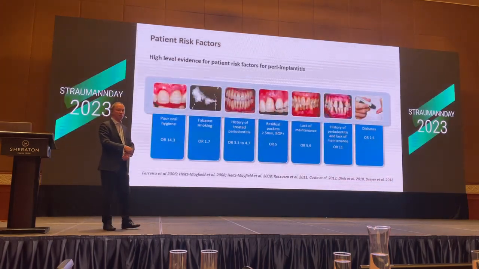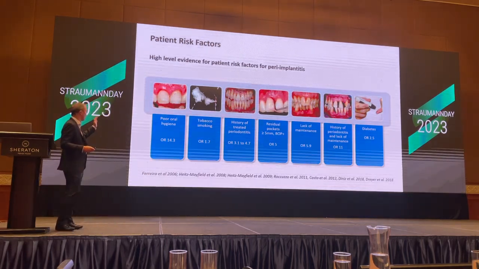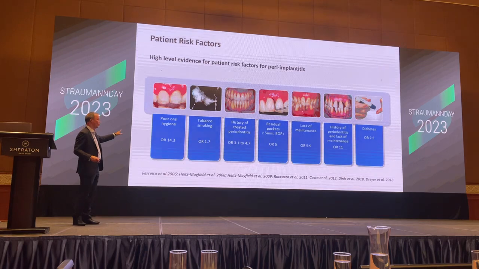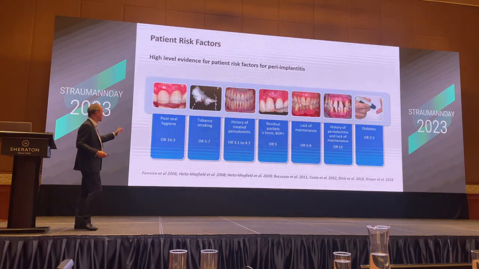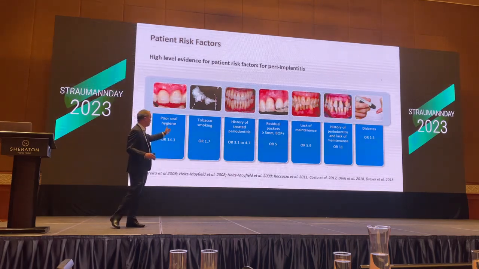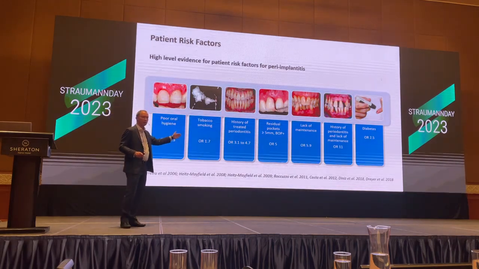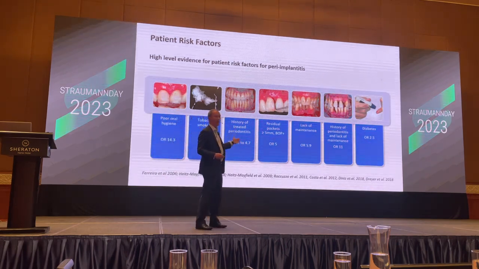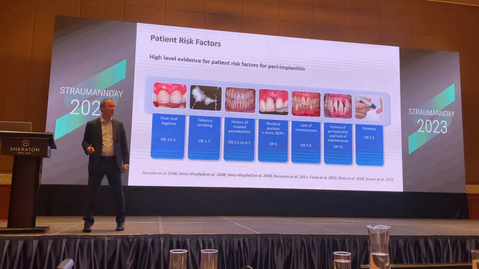So here is a summary of patient-related risk factors with the odds ratios for each of them. Poor oral hygiene, the highest, 14.3. So remember, that's 1,330% higher odds. Tobacco smoking, 1.7. History of treated periodontitis. Treated, under control. We still have odds of about 3 to 4 odds ratio. Residual pockets, the odds ratio is 5. Lack of maintenance, almost 6. History of periodontitis and lack of maintenance shoots up to 11. And then the diabetic patient, 2.5.